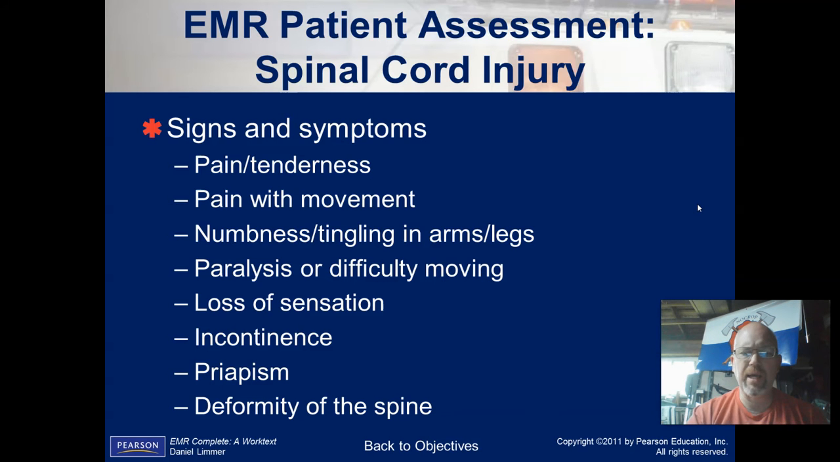So in that palpation, you're feeling for what are called step offs or depressions within the spine. As I'm moving my fingers down the back, doing my assessment, as I roll someone to the side and I'm moving my fingers down, if all of a sudden I notice something missing, it's a step off deformity, then I realize that there's something seriously wrong with the spine, especially if it's associated with pain, numbness, tingling, paralysis, those types of things.